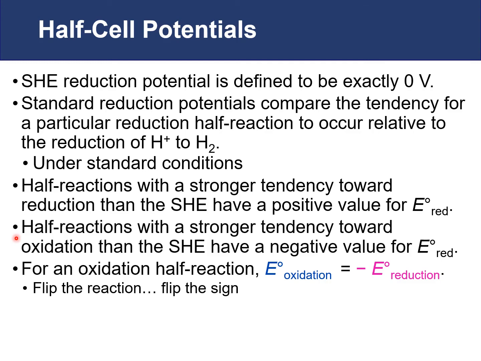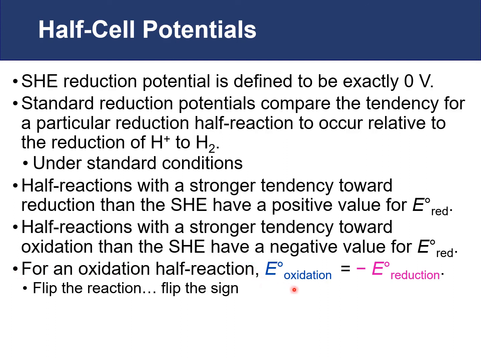The half reactions that have a stronger tendency towards oxidation than the standard hydrogen electrode will be given a negative value for the reduction. The values in the tables are going to be written in the reduction direction. If we're interested in using a particular half reaction for oxidation, what you would end up doing is flip the reaction, and so the driving force would then be going in the opposite direction.